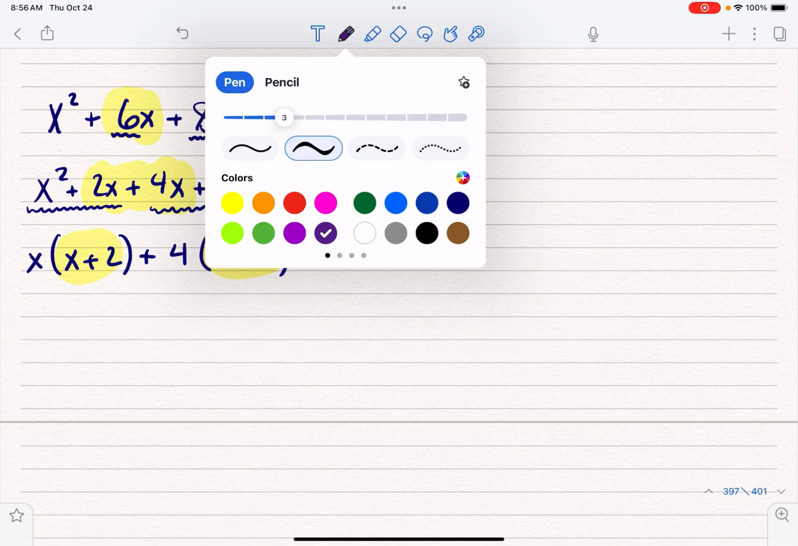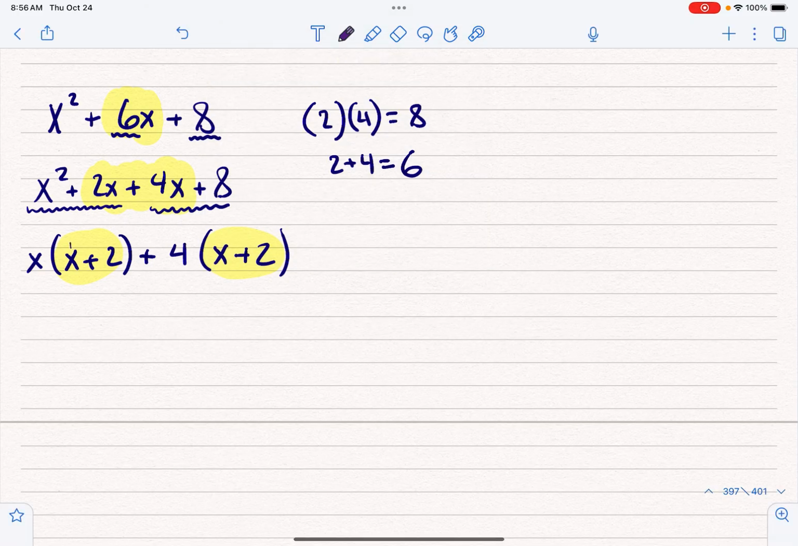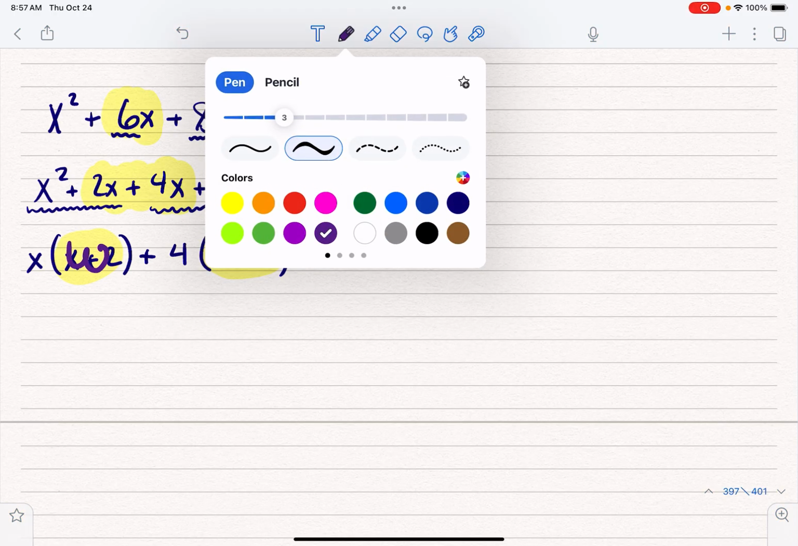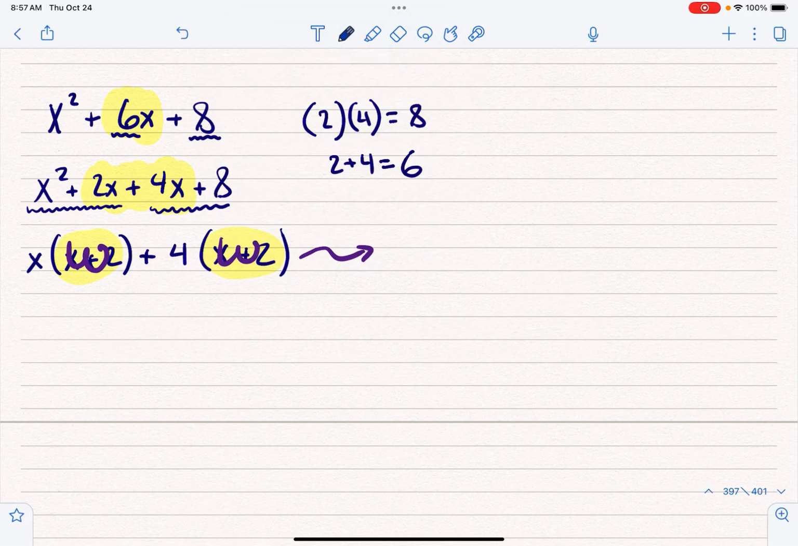Because right now it's x plus 2, and that's kind of a complicated thing. We're going to pretend that that's just a big fat w, okay? And so just for a second, I want you to pretend that instead, this really just says x times w plus 4 times w. And I asked you to factor that. How would you factor that? Well, you'd say, well, they both have a w in common. And you would take the w out, and you would be left with x plus 4.